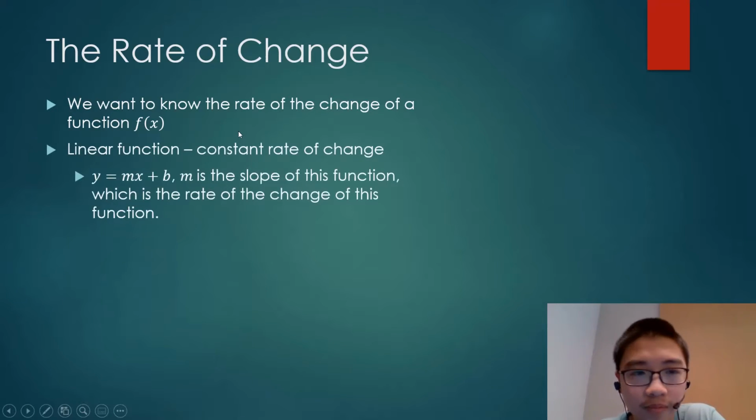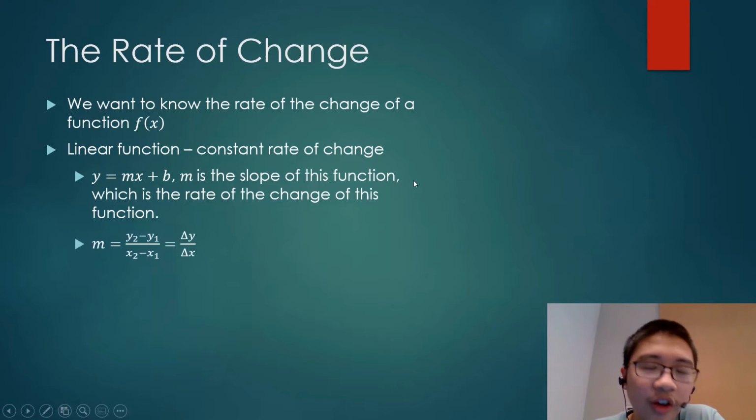If this function is linear, it's much easier, because a linear function is in the form y equals mx plus b, and m is just the slope of the function, which is the rate of change of this function. So to know the rate of change of y equals mx plus b, we just need to calculate m. To calculate m, we take the change of y and divide it by the change of x, which is y2 minus y1 over x2 minus x1.